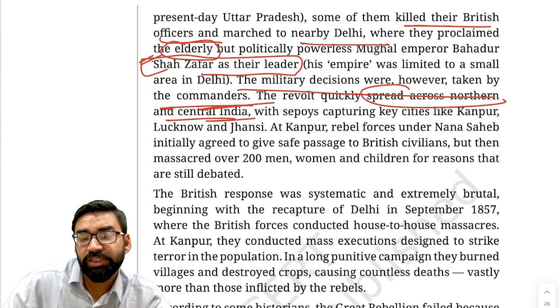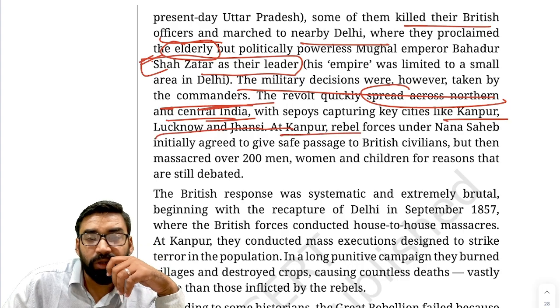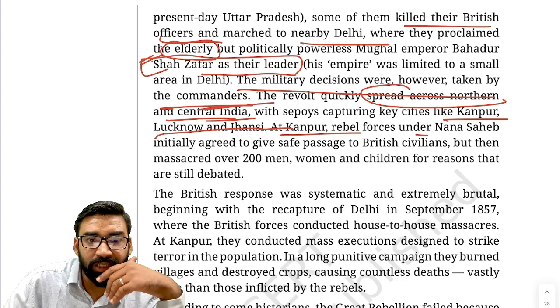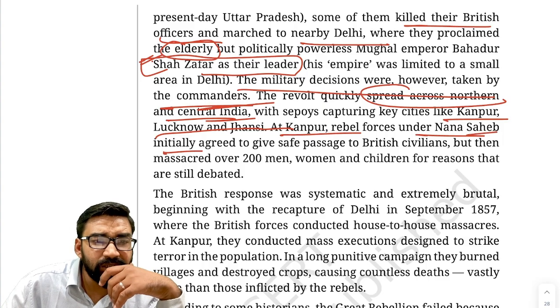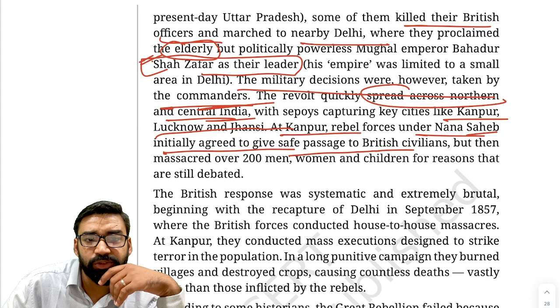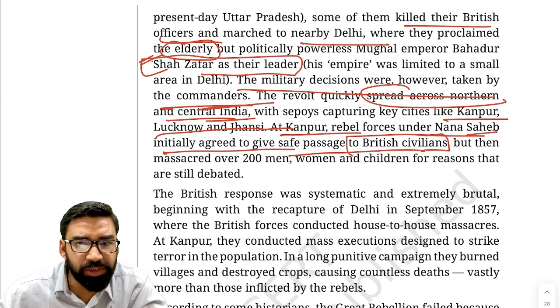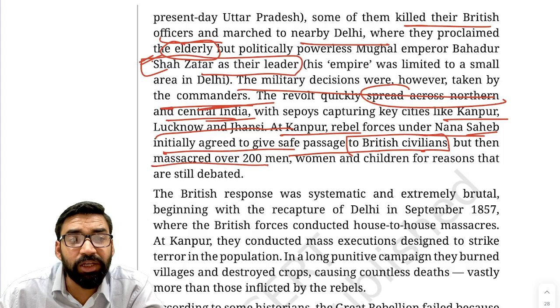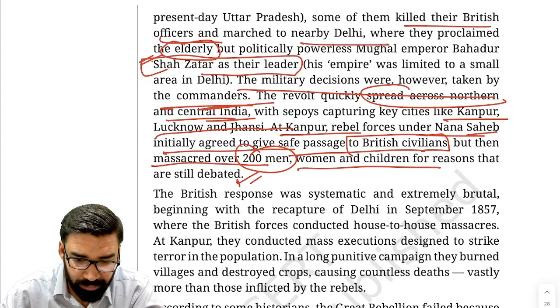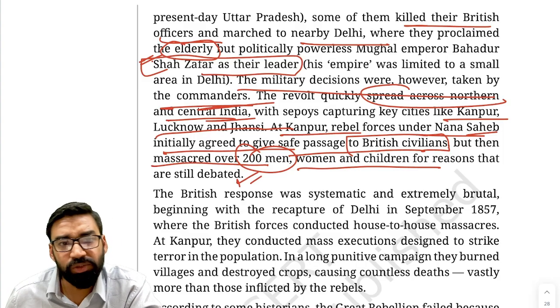Some of these sepoys captured important cities like Kanpur, Lucknow and Jhansi. At Kanpur, the rebel forces under the leadership of Nana Sahib initially agreed to give safe passage to British civilians. He said we need to give safe passage to British civilians, but then they started massacring the British civilians. Around 200 men, women, and children were killed. This reason is still debated by historians.